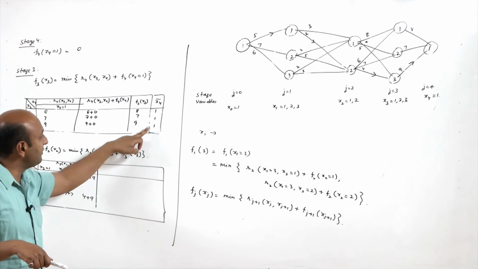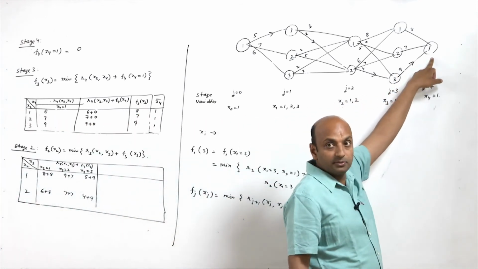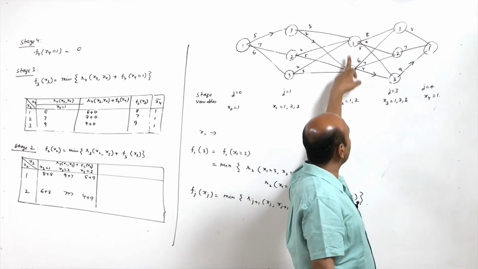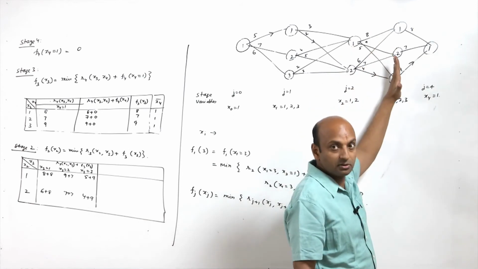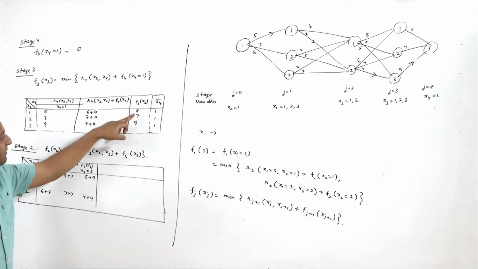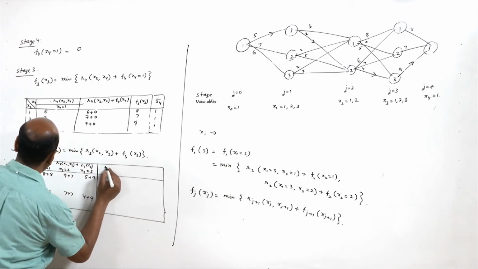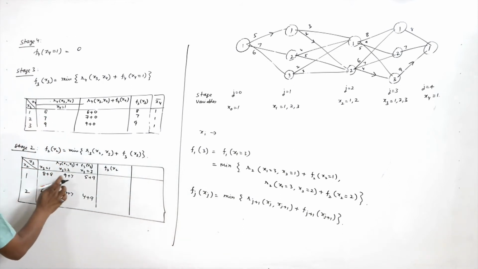From the previous table we have already obtained the minimum from this stage to this stage. We add it to the arc length from this node to this stage. Here the minimums are 8, 7, 9, so you add 8, 7, 9. So what is the minimum? That will give f2 x2. Here it is 16, 16, 14.